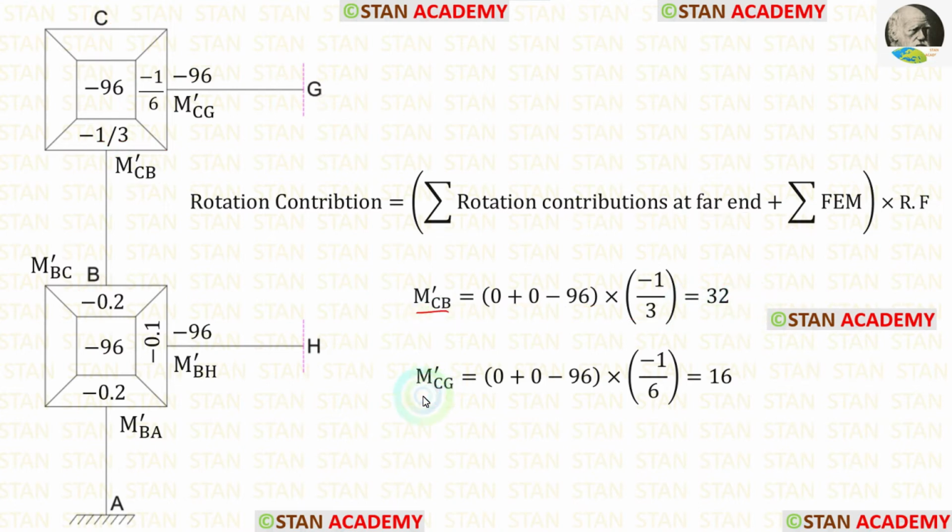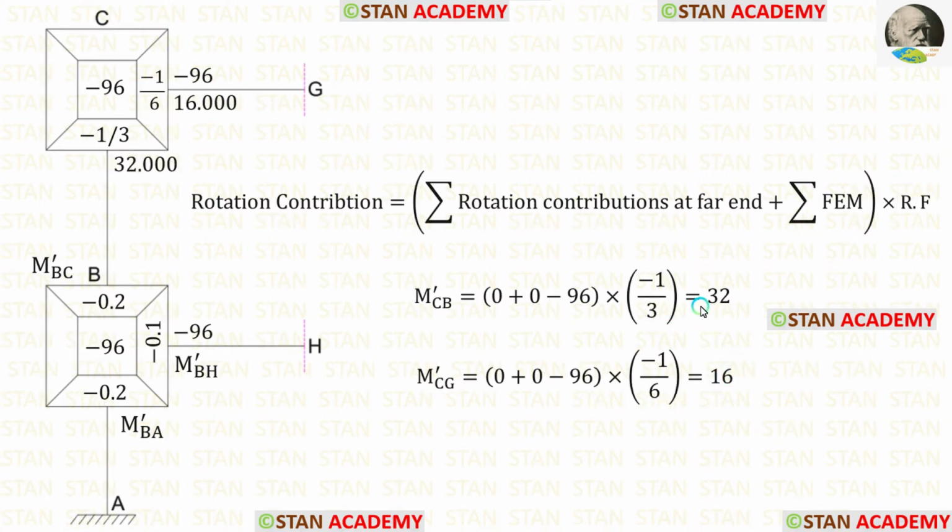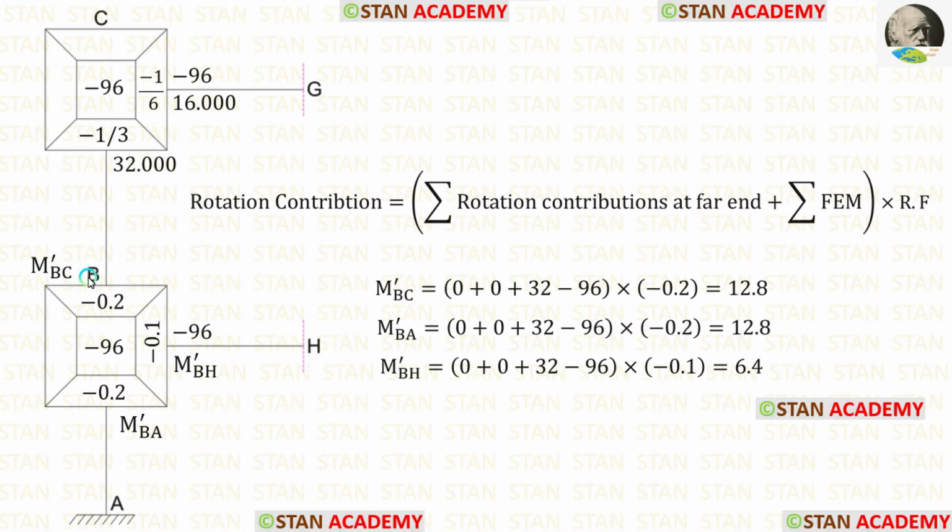For M'(CB) and M'(CG), in the formula, all of the values will be the same except the rotation factor. The rotation factor for CG is minus 1 upon 6. After the calculation, we are getting M'(CG). Let us apply the value of M'(CB) here and M'(CG) here. Now let us find the rotation contributions in the joint B. First, let us find M'(BC). For the joint B, the far ends are the point A, the point H, and the point C.